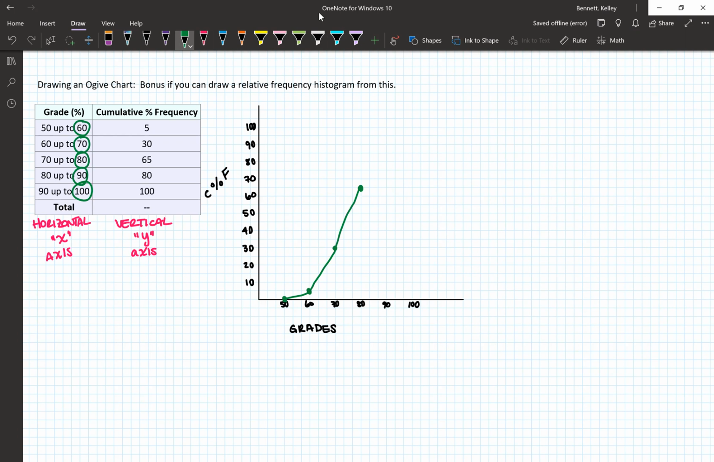And then for 90, we're going to plot it at 80. So here's 80. Definitely not as sharp of an increase. And we actually only went up 15%. So it's a bit shallower. And then lastly, at 100, we're at 100. That was an increase of 20%. So hopefully I'm plotting this on the right lines. And that is how you plot an Ogive chart.